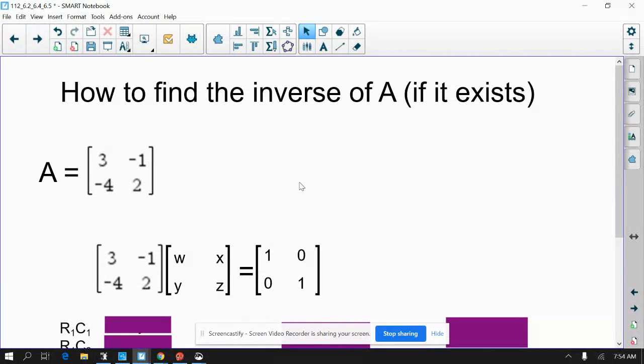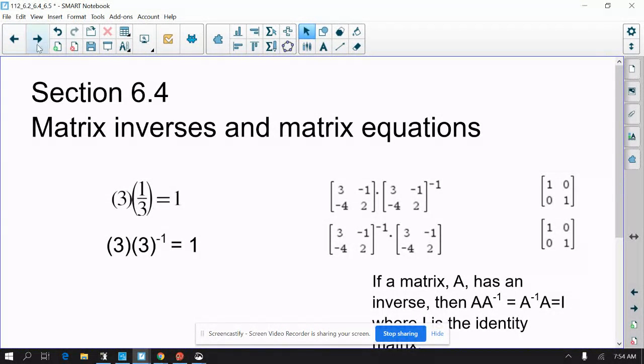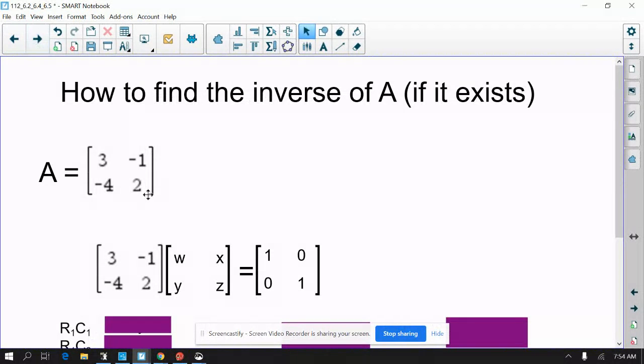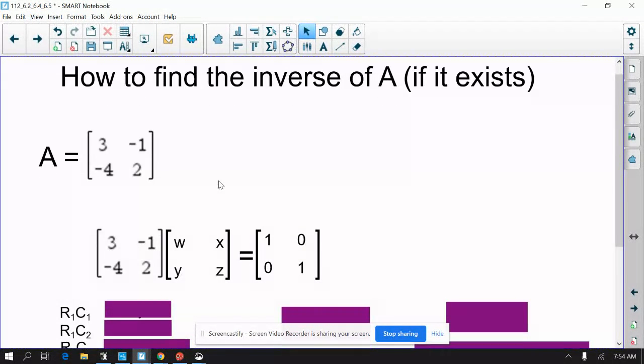So how do we even find an inverse? Well, let's take this, for example. I think this was the one we had, our first slide. So this is a 2 by 2 matrix. Since it's a square matrix, it's possible that it has an inverse.